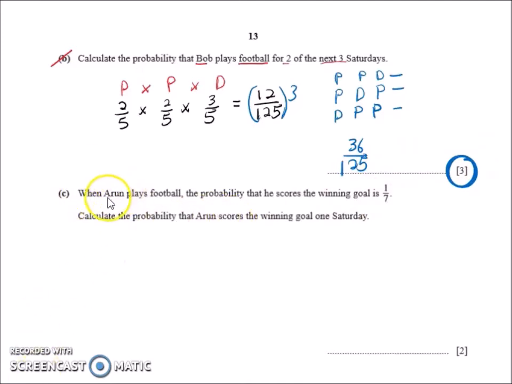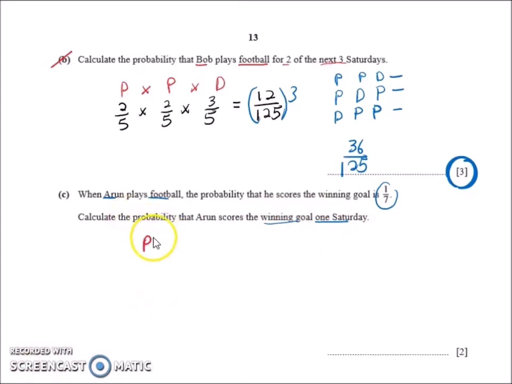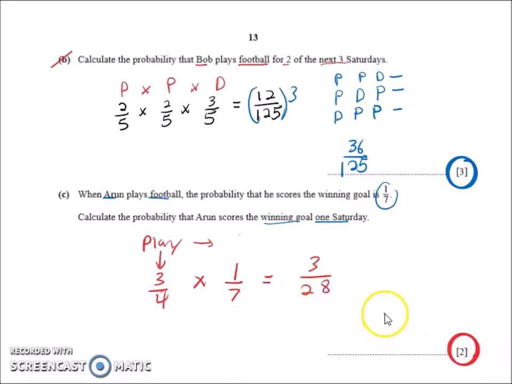Okay, now next is Arun plays football. The probability that he scores the winning goal is 1 over 7. Calculate the probability that Arun scores the winning goal one Saturday. This means he played football, which has the probability of 3 over 4, and he scored a goal, so you have to multiply by 1 over 7. Your answer here will be 3 over 28. It's a 2 marks question. Okay, we'll move to the next question.